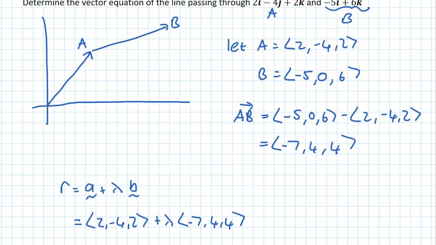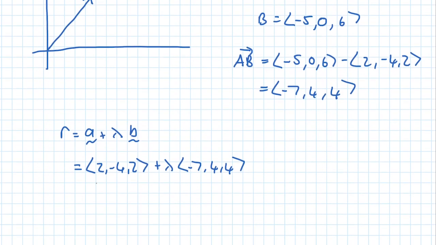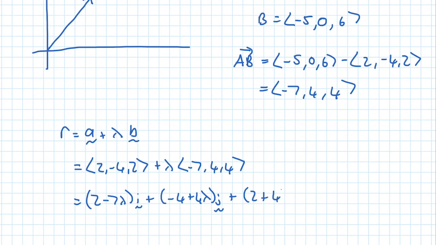However, the question was given in component form, so we should actually write our solution in component form as well. So all we need to do is match up the i, j, and k components. So the i component is going to be 2 minus 7 lambda in the i direction, plus -4 plus 4 lambda in the j direction, plus 2 plus 4 lambda in the k direction.